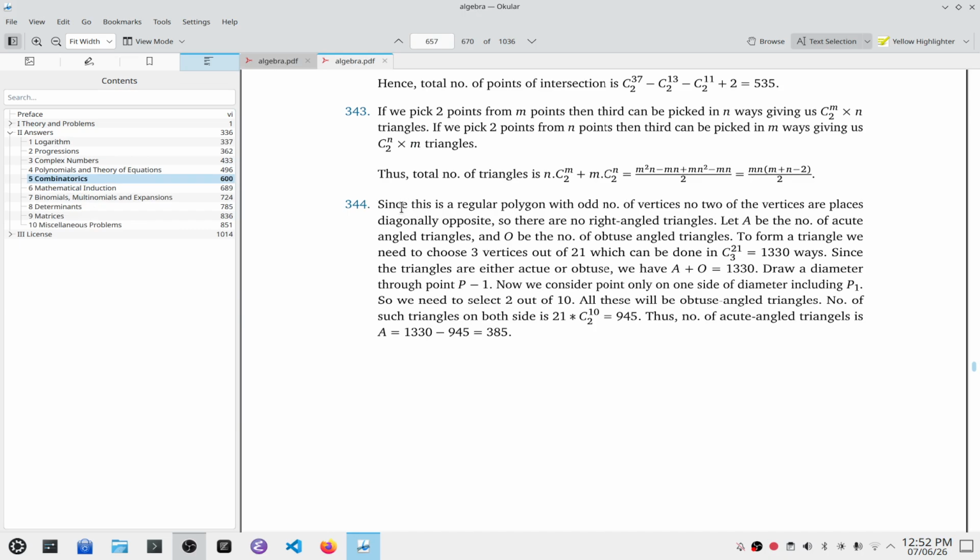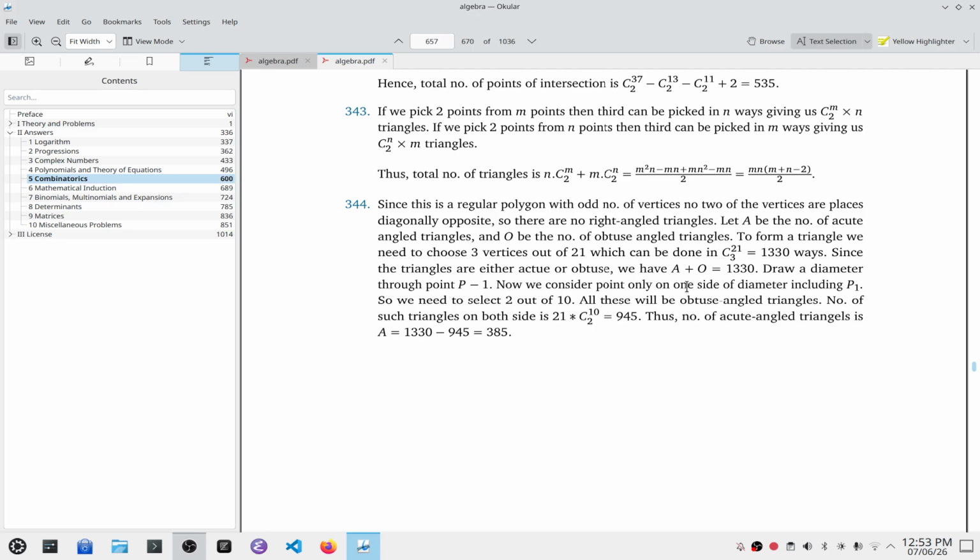So the solution is, since this is a regular polygon with odd number of vertices, no 2 of the vertices can be placed diagonally opposite, so there are no right angle triangles. Let A be the number of acute angle triangles and O be the number of obtuse angle triangles. To form a triangle, we need to choose 3 out of 21, which can be done in 21C3 ways, that is 1330 ways. Since the triangles are either acute or obtuse, we have A plus O is equal to 1330.